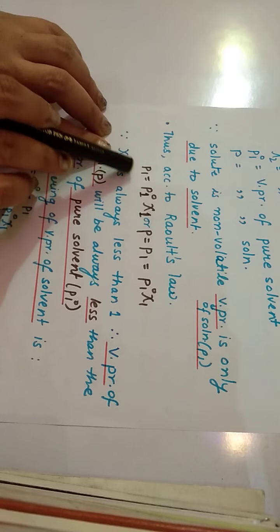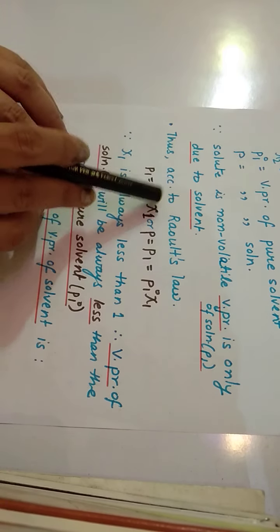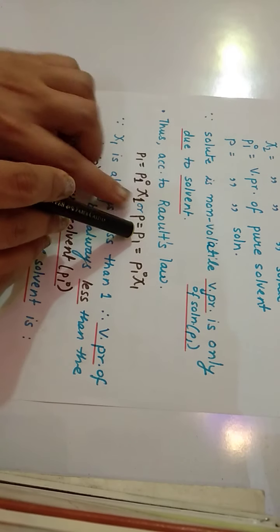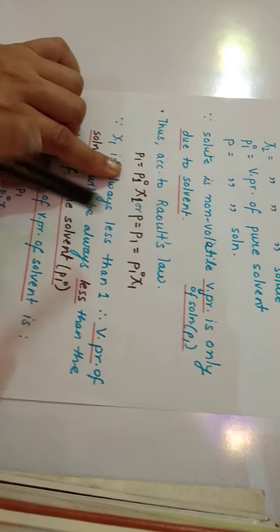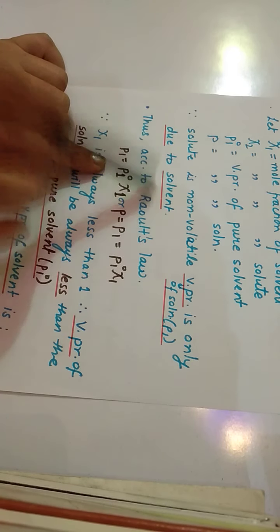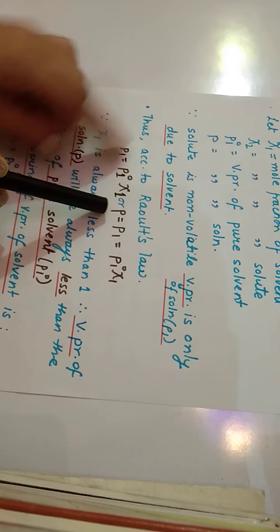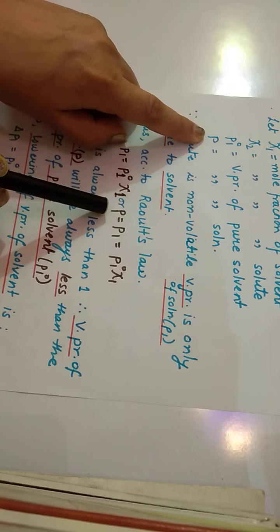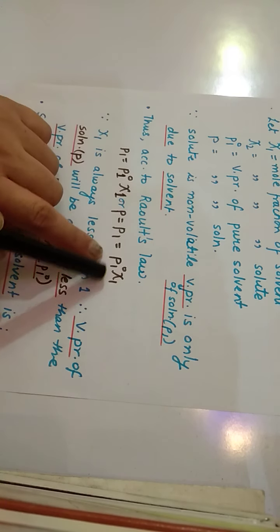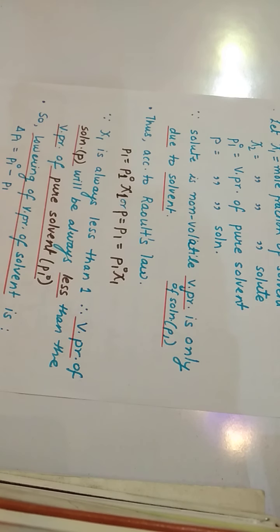So now, according to Raoult's law, children, this we have done earlier. P1, that is the pressure of the solution, is equal to P1 naught, the vapor pressure of the pure solvent, into the mole fraction of the solvent. And just now I told you the vapor pressure of the solution is totally due to the solvent. So we can say that P, the vapor pressure of solution, is equal to P1, which is equal to P1 naught x1. Okay, I just hope this is understood.